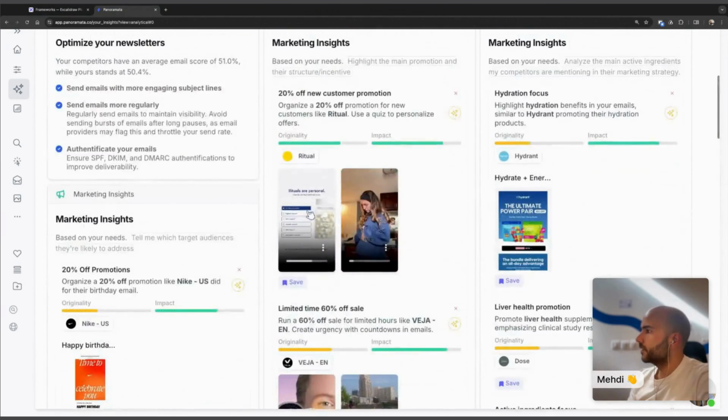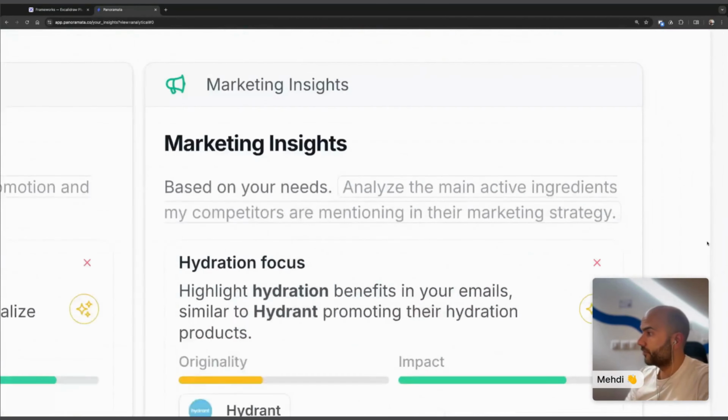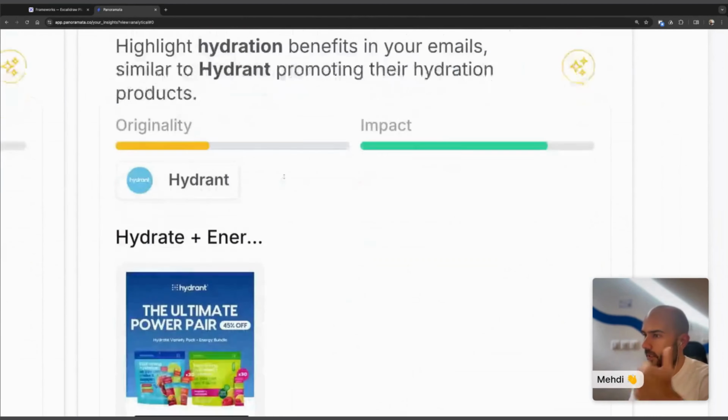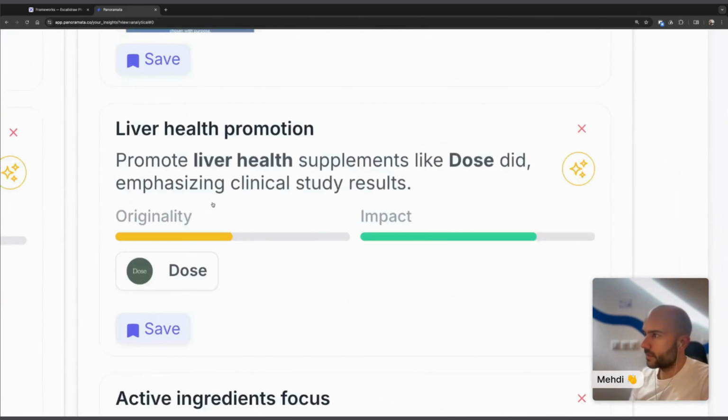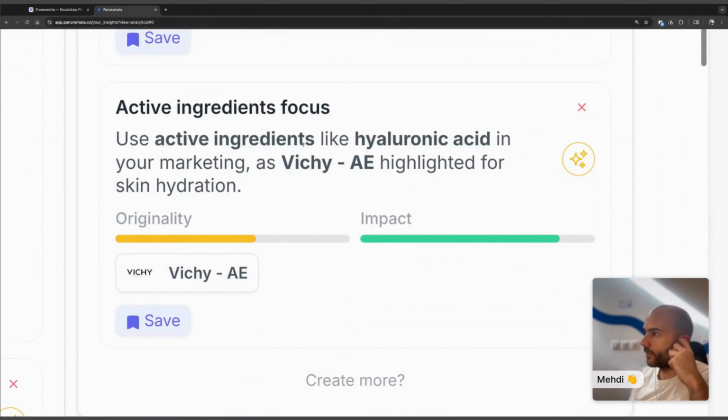The second one is you can actually customize this part and really have your own prompts applied to every single email and ad and creative asset done by your competitors. Here, for instance, asking the platform to analyze for me the main active ingredients. It's going to say, okay, here's something about electrolytes, here's something about liver health, here's something about hyaluronic acid for these specific companies as well.